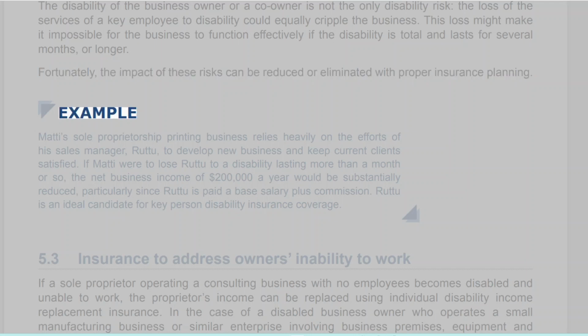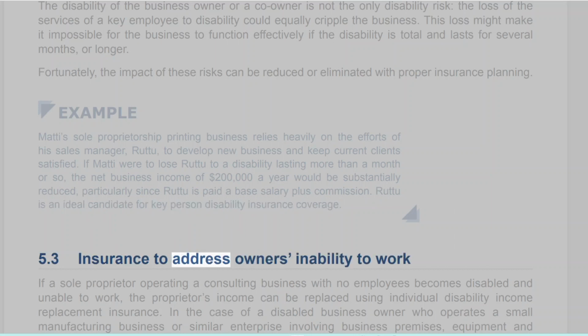Example: Maddie's sole proprietorship printing business relies heavily on the efforts of his sales manager, Rutu, to develop new business and keep current clients satisfied. If Maddie were to lose Rutu to a disability lasting more than a month or so, the net business income of $200,000 a year would be substantially reduced, particularly since Rutu is paid a base salary plus commission. Rutu is an ideal candidate for key person disability insurance coverage.